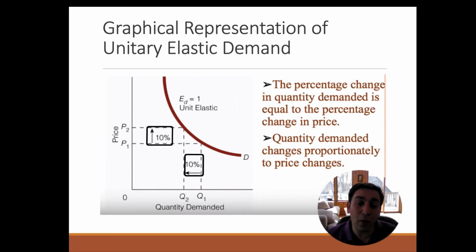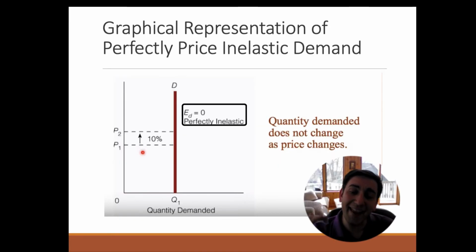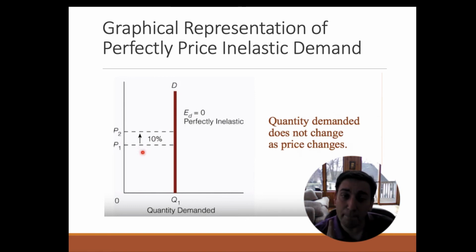Unitary elastic is when these two things are exactly equal to each other. If one goes up by 5% and the other decreases by 5%, or 10% and 10%, they're exactly the same. We call it unitary elastic. You could have a completely inelastic, which we call perfectly inelastic, which is no matter what the price changes, you're going to keep buying that product.